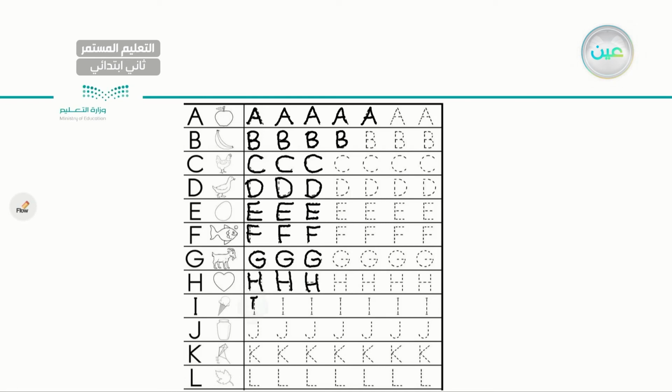And then I have letter I, as in the word ink or ice cream. Then I have J, as in jam, juice, jar. Letter K, as in kite. And letter L, as in lemon or lamb or the word leaf. Okay, these are the capital letters.